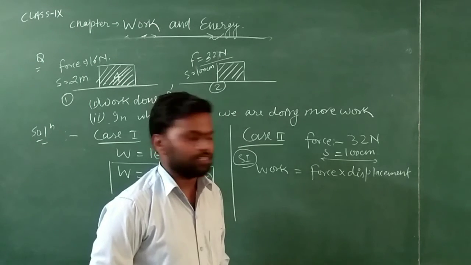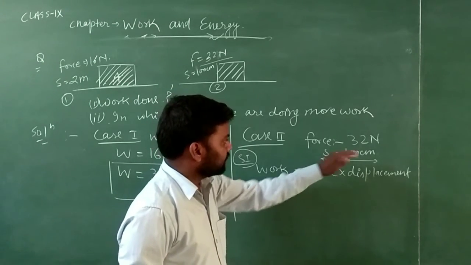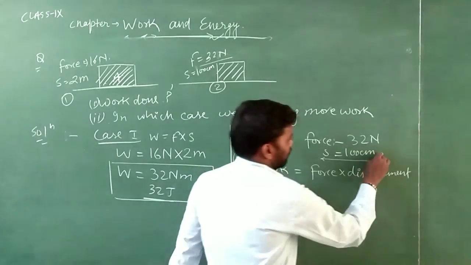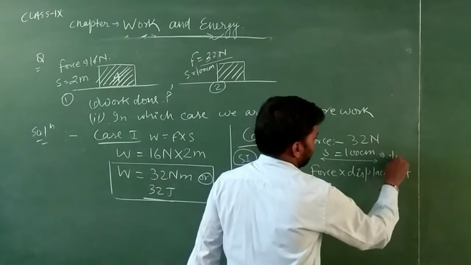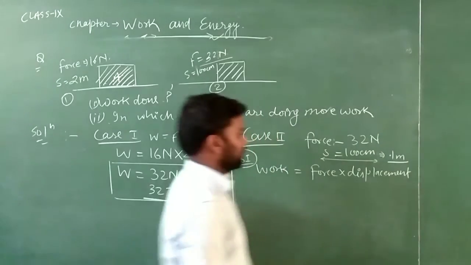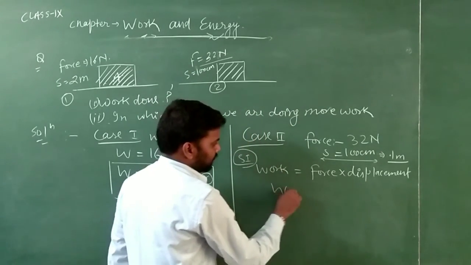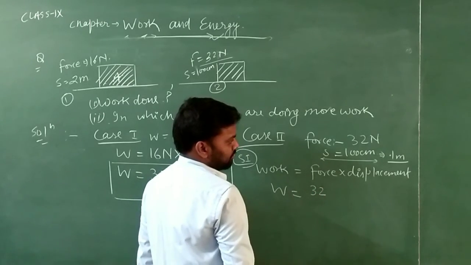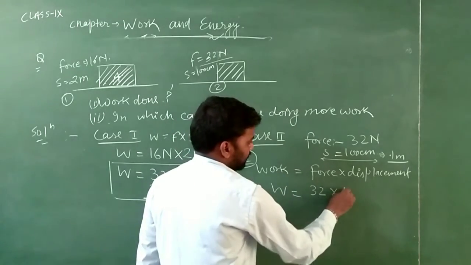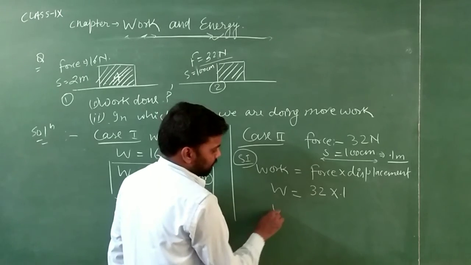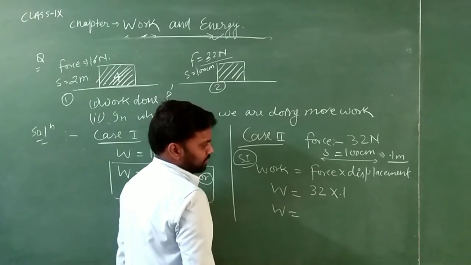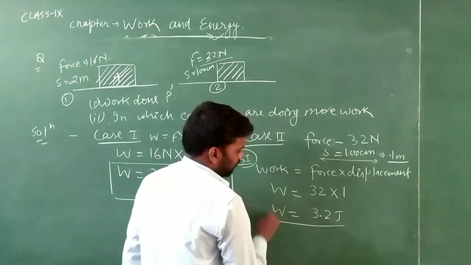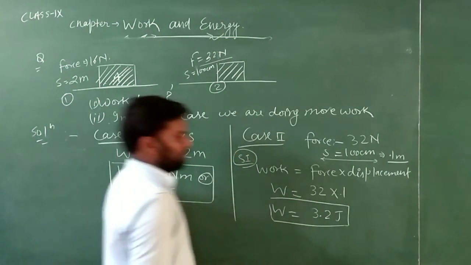So what will we do first? We will convert this 100 centimeter into meter. So it will be 0.1 meter. So work done will be equal to, force is 32 Newton, displacement is 0.1. So what will be the work done in the second case? It will be 3.2 joule. We are doing only 3.2 joule work.